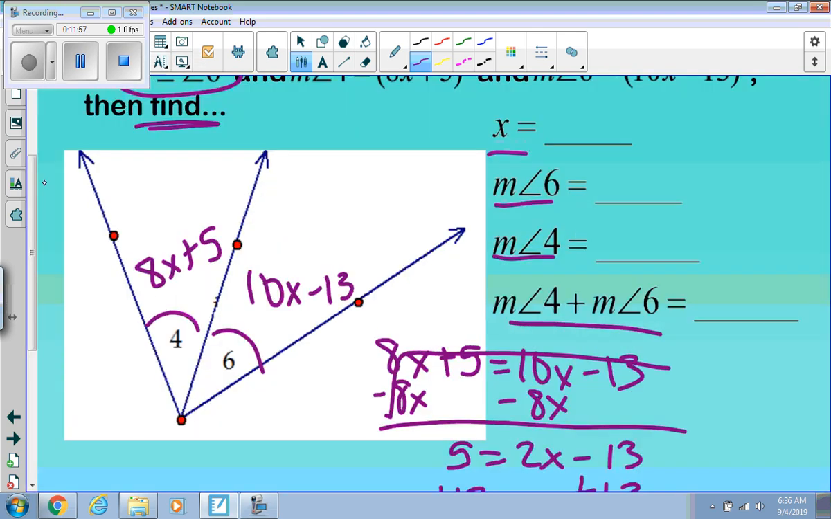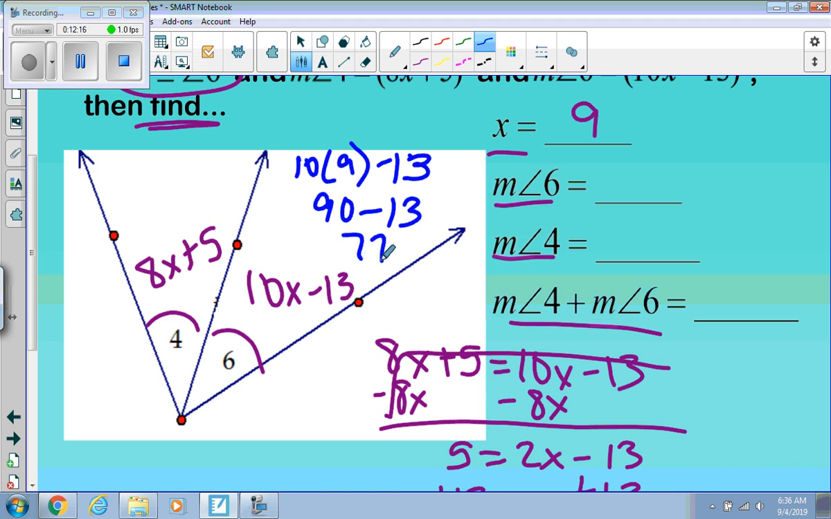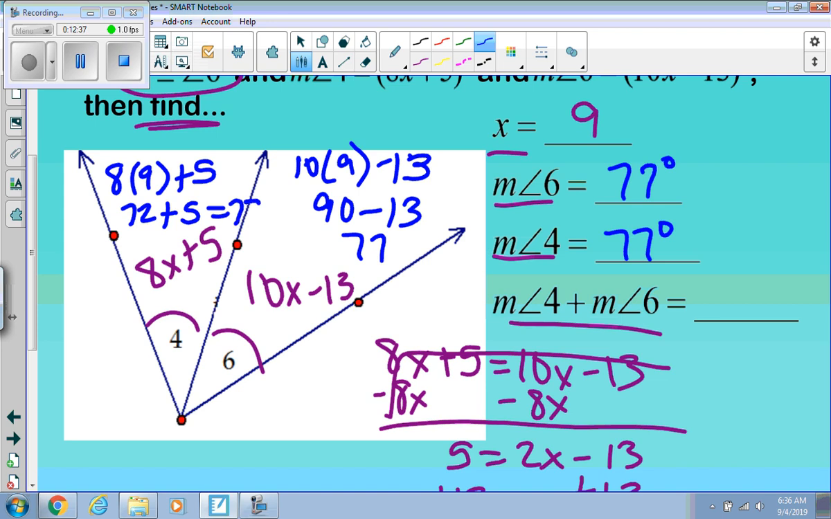So I could put that in. And now that's not all they asked me for, right? They asked me for angle 6 as well. So I'm going to take my 9 and plug it back in for my angle 6. So 10 times 9 minus 13 gives me 90 minus 13, or 77. Now, if angle 4 and angle 6 are congruent, that would mean that angle 4 must also be 77. But I'm going to plug it in just to double check that I've done everything right. So 8 times 9 plus 5 is going to give me 72 plus 5, which is indeed 77.